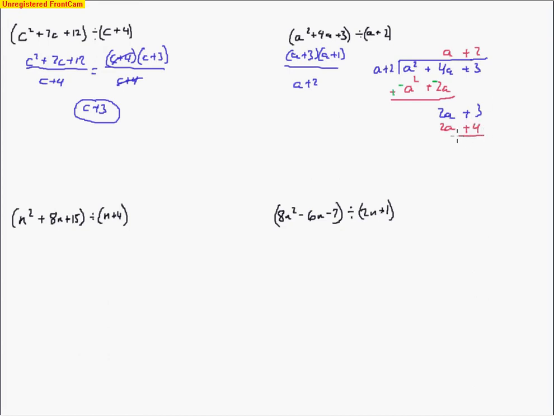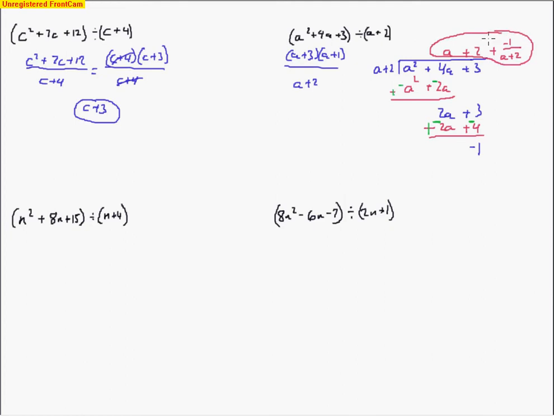Then we subtract. But remember, when you subtract, that's the same thing as adding the opposite. So it changes to plus negative, and this to a negative as well. Then we do the subtraction. These cancel out, which is what we want to happen. We end up with a remainder of negative 1. The way we show that is we take that remainder and add negative 1 over the divisor, a plus 2. And that's our answer right there.